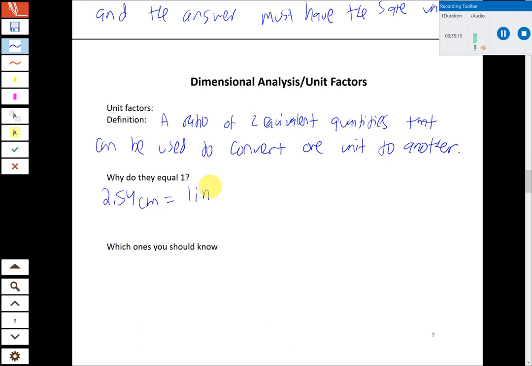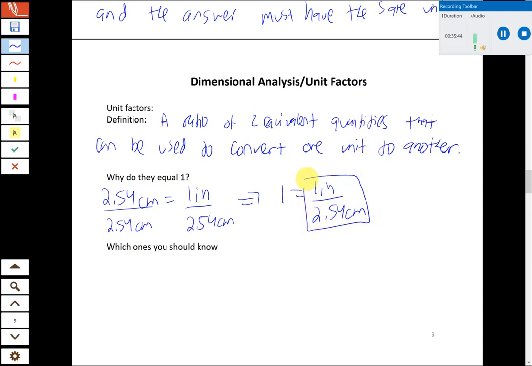So that's the relationship between centimeters and inches. If we divide both sides by 2.54 centimeters, 2.54 centimeters divided by 2.54 centimeters is just 1, and that's going to equal 1 inch divided by 2.54 centimeters. So this ratio here, 1 inch over 2.54 centimeters, would be called a unit factor.